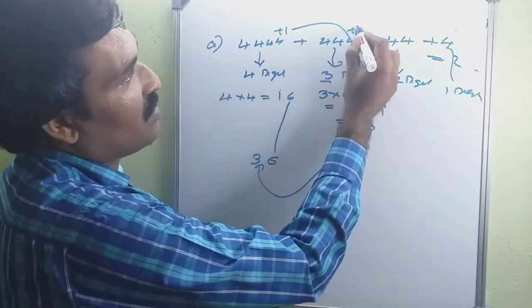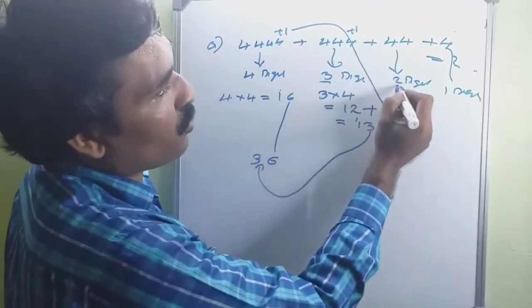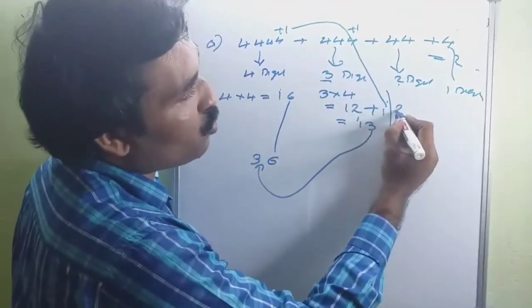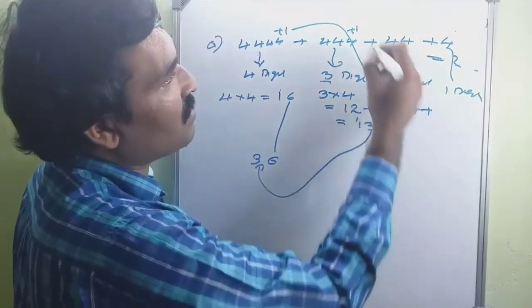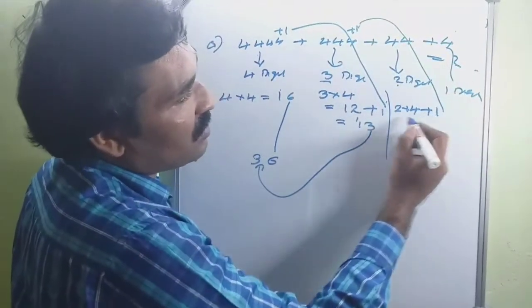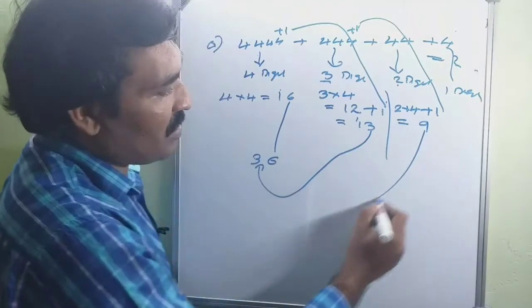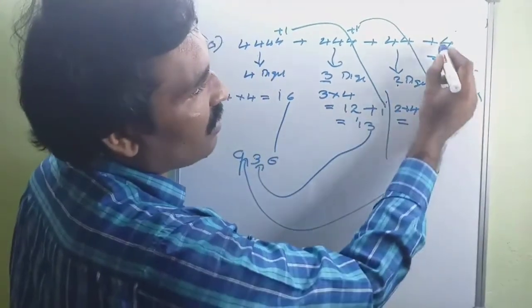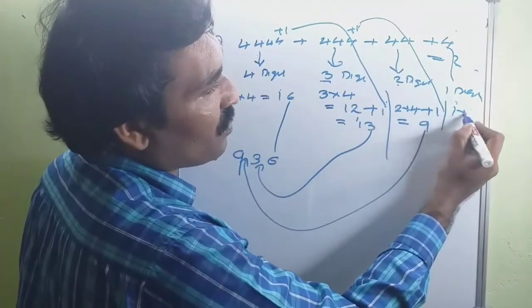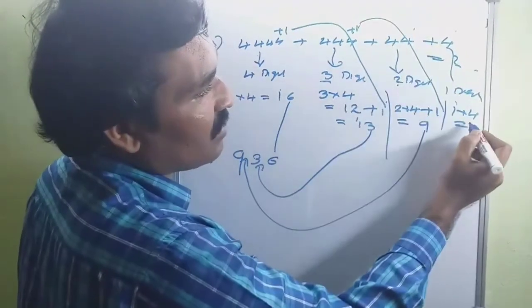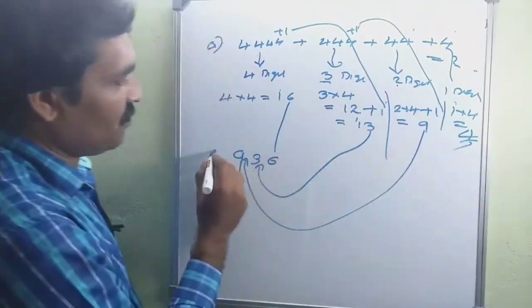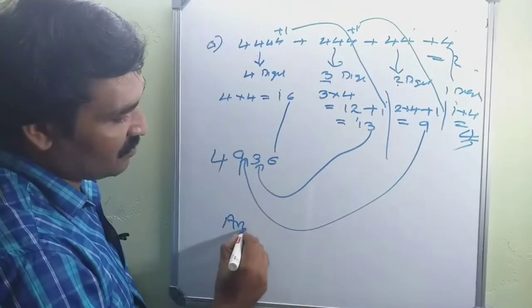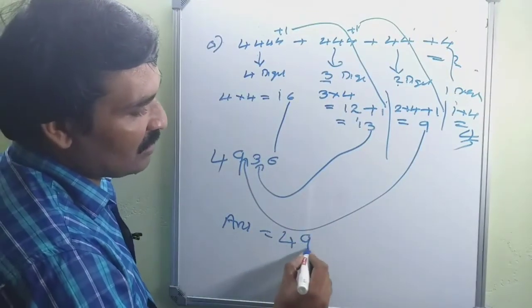1 here, plus 1. Now this is 2 digits. So 2 into 4 plus this 1, that is equal to 9. 9 goes here. Now this is 1 digit. That is 1 into 4, nothing to add here, so that is equal to 4. So the answer is 4936.